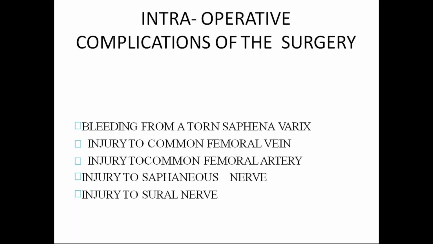Coming to the intraoperative complications of the surgery. As with any surgery, the first one is bleeding. Bleeding from a torn saphenovarix. What is saphenovarix? It is a huge dilatation of the great saphenous vein emptying into the femoral vein, at the saphenofemoral junction. That part of the vein is dilated. So bleeding can occur from a torn saphenovarix, or from injury to the common femoral vein or injury to the common femoral artery.